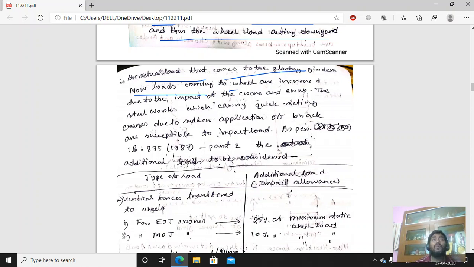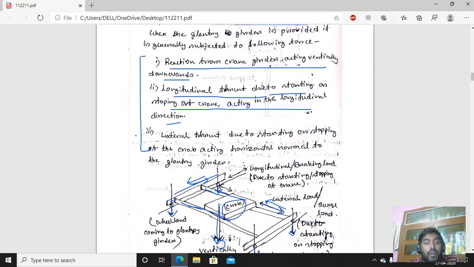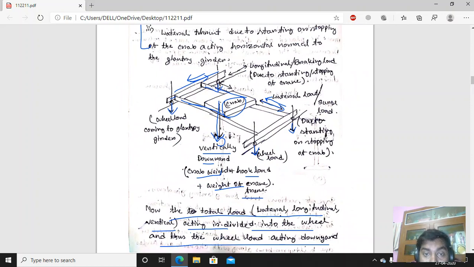Now when the wheel load is there, this part is also important. When we are calculating the wheel load, the crab is a moving member, and the crane is also a moving member. When it is moving in a direction, sometimes for certain reasons it can suddenly stop, or suddenly start to move. So when a sudden load is applied, the impact effect has also to be considered.